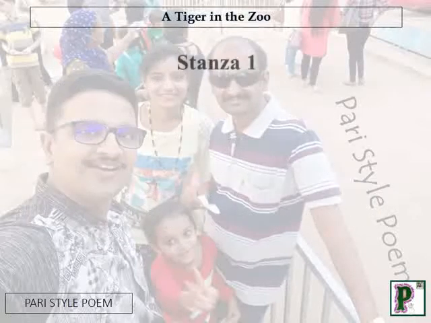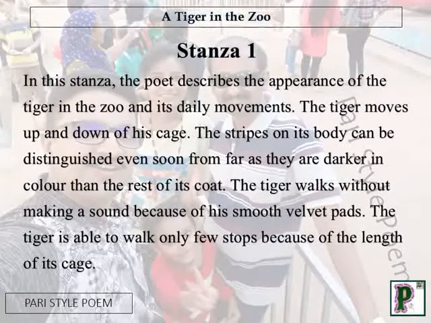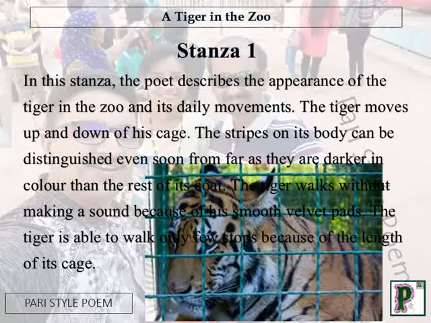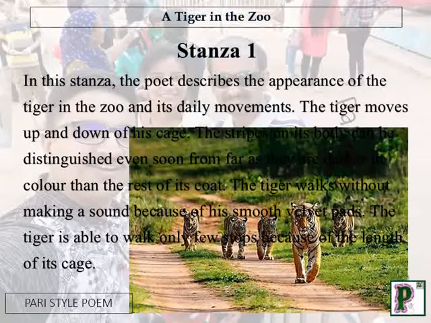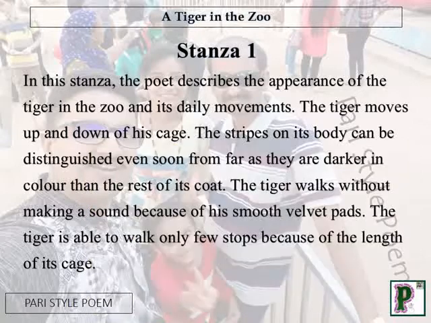A Tiger in the Zoo. Stanza 1. In this stanza, the poet describes the appearance of the tiger in the zoo and its daily movements. The tiger moves up and down in his cage. The stripes on its body can be distinguished even from far as they are darker in color than the rest of its coat. The tiger walks without making a sound because of his smooth velvet pads. The tiger is able to walk only a few steps because of the length of its cage.